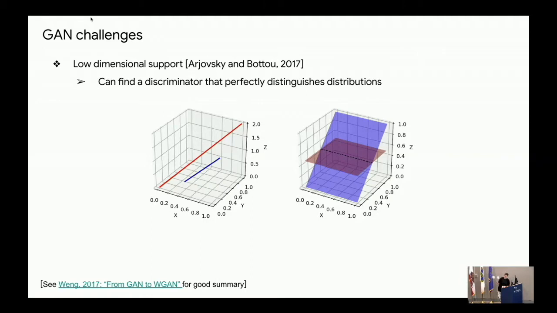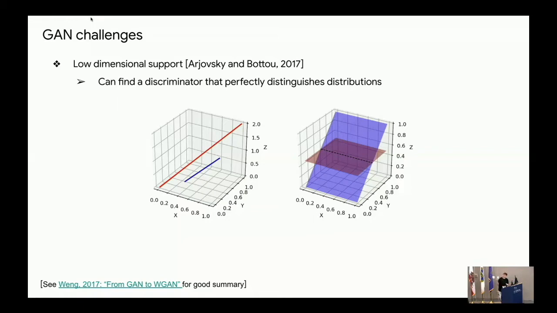What this means is, in three-dimensional space, you have really a one-dimensional or two-dimensional manifold. If these red and blue lines or planes are our generative and data distributions, they really don't intersect very much. They might be entirely disjoint, or there might be a very, very small region of space where they intersect.